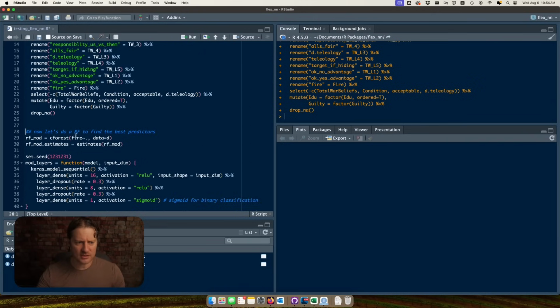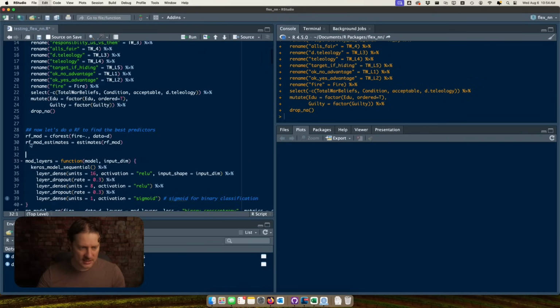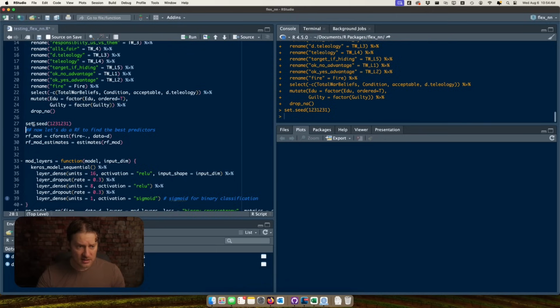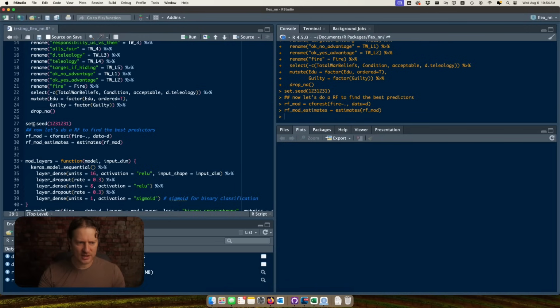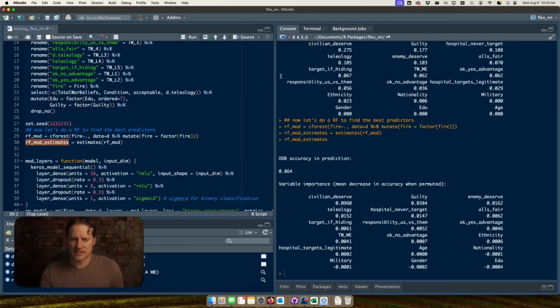All right. So I'm going to start by doing a random forest. Actually, I should put that set.seed up here because random forest relies on random numbers too. And so I'm trying to predict fire, whether the participant would choose to fire based on all the variables. And let's see what we get. Okay, now we get metrics that make sense. So out of bag accuracy and prediction.